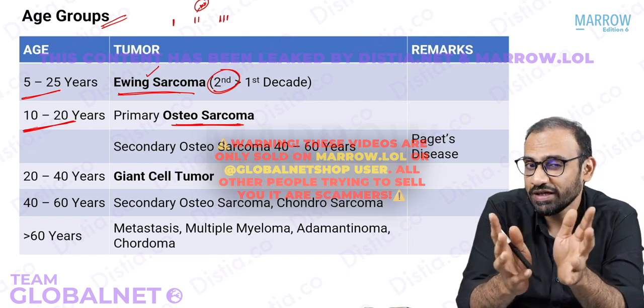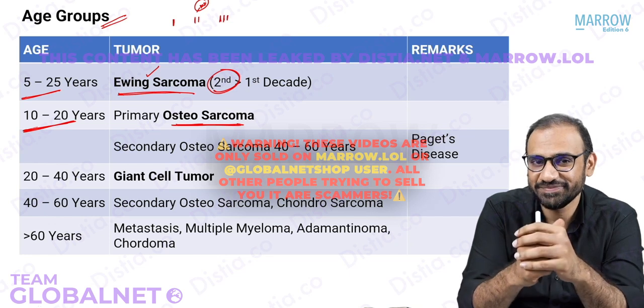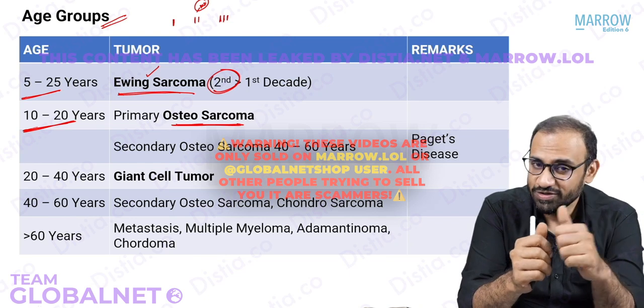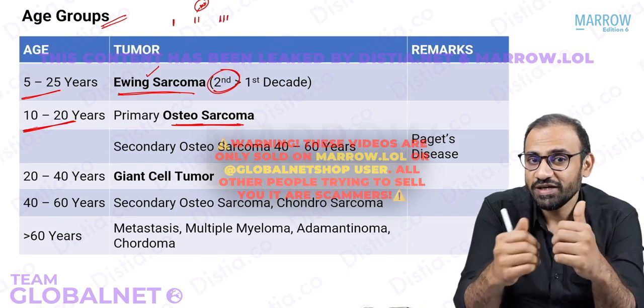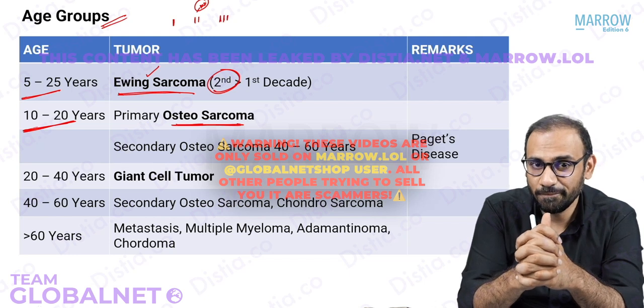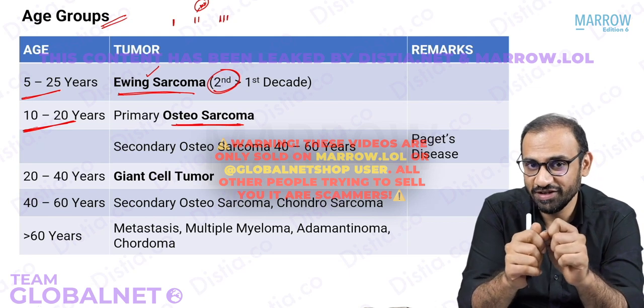Okay? The most common malignant bone tumor in children is osteosarcoma. Osteosarcoma occurs most commonly in which decade? Answer is second decade. Are you following me? Most common malignant bone tumor in children is osteosarcoma. Osteosarcoma most commonly occurs in which decade? Second decade. Okay? Clear? Very good. So this is how you will answer the questions.